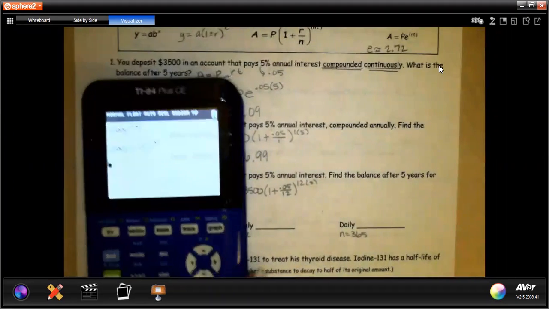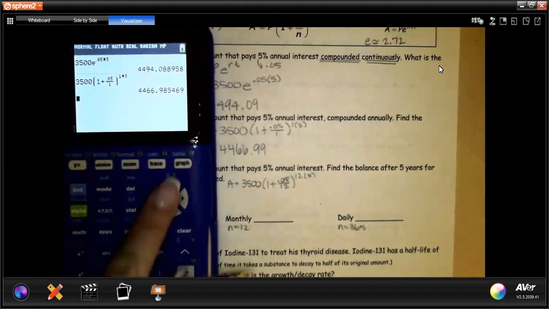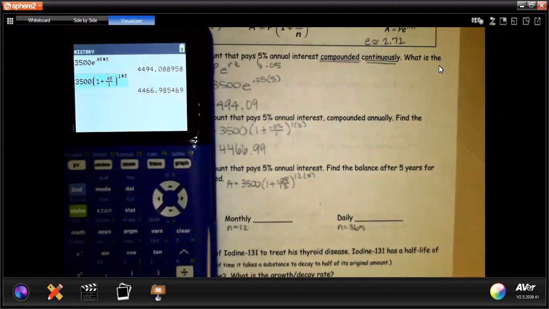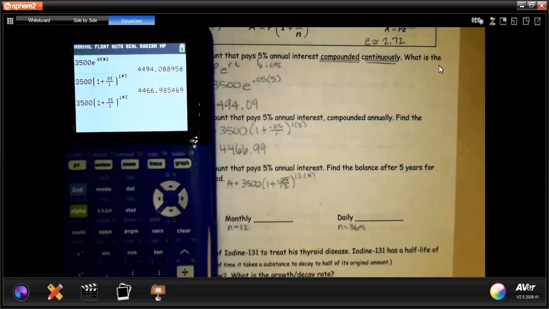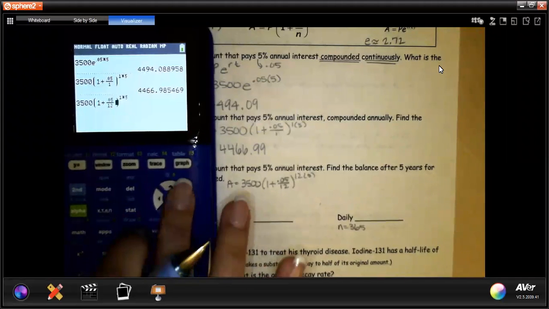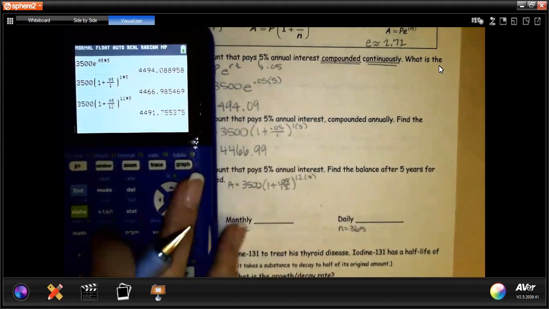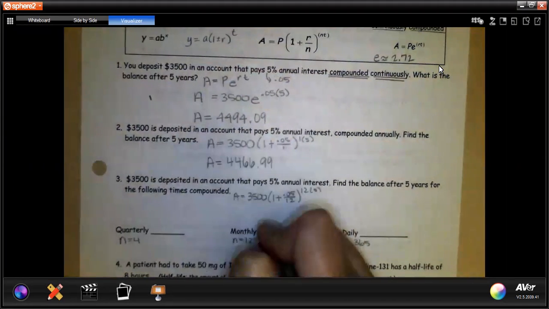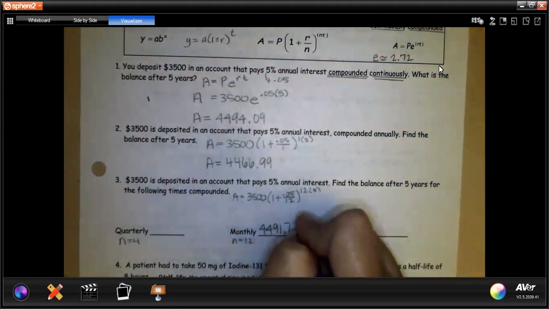Quick little shortcut on the calculator here. If you're doing these with the same setup, you can go ahead and use the arrow key and highlight that and then hit enter, and it will do the setup for you, copies and pastes it. That way all I'm doing is changing the 12 here. And so now I've got 4491.76.